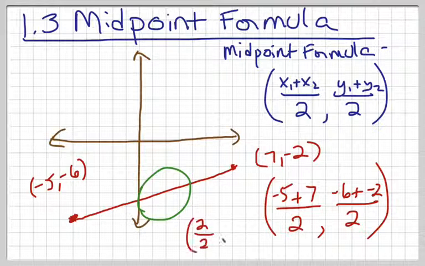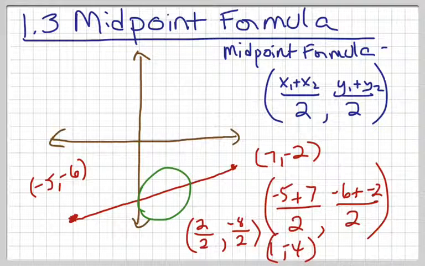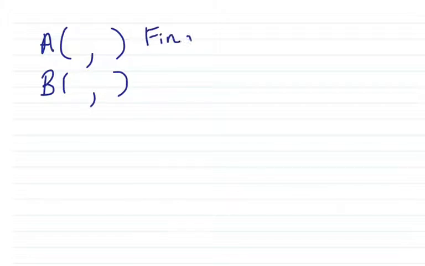If we do the math, we get 1 and -4. And that's about what we expected. It's right about in there. Perfect. That's the middle of the red line segment. So here's a full example. You can try it on your own or you can watch along.